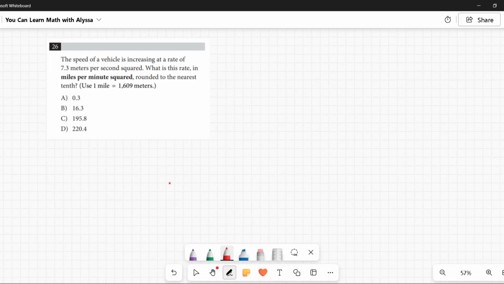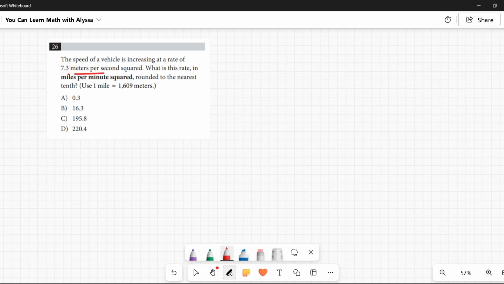26. The speed of a vehicle is increasing at a rate of 7.3 meters per second squared. What is this rate in miles per minute squared, rounded to the nearest tenth? Use that 1 mile equals 1,609 meters. Now there's an aspect in this that I think can be a little confusing.